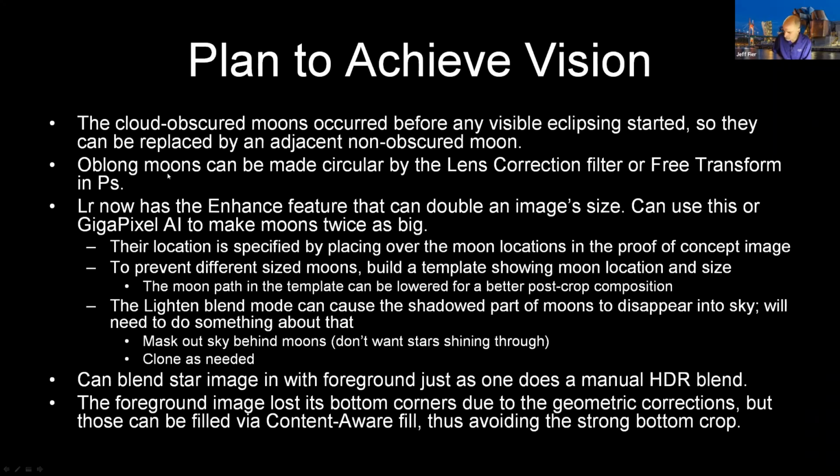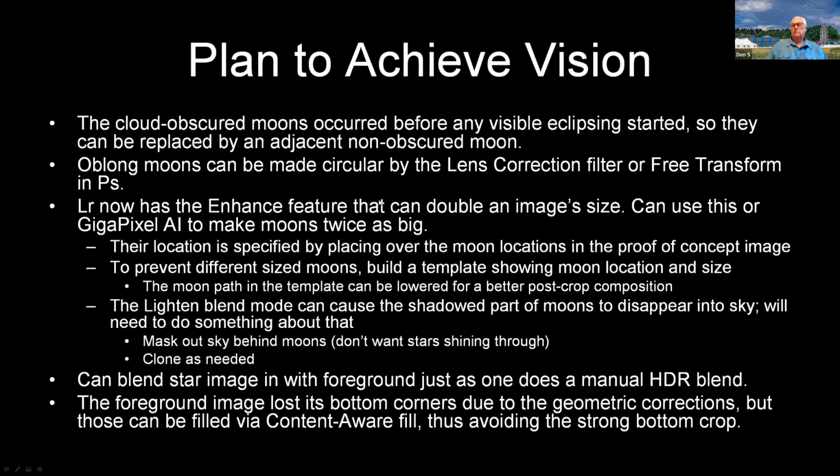For the oblong moons, I went and did a Google search and said, in Photoshop, how do you fix wide angle lens distortions? And it pointed out that there's this filter in Photoshop called the lens correction filter, and it should be able to do that. Okay, so I should be able to use the lens correction filter to fix that.